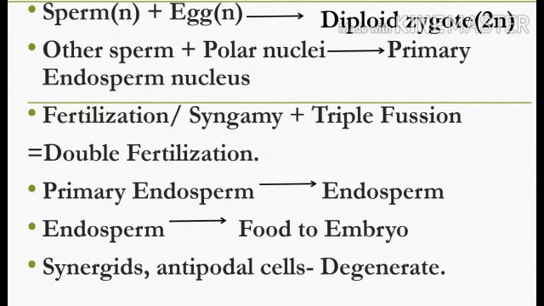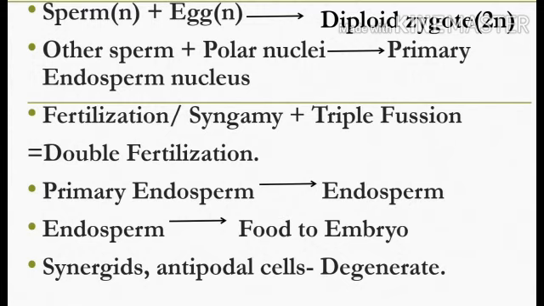Also, we studied that the embryo sac contains three cells at the micropylar end. Of those three cells, one is the egg cell and two are the synergids. Now two sperms will enter inside the embryo sac through the micropylar end. Of those two sperms, one will fuse with the egg cell to form the diploid zygote, and that process is the fertilization, which is also known as syngamy.